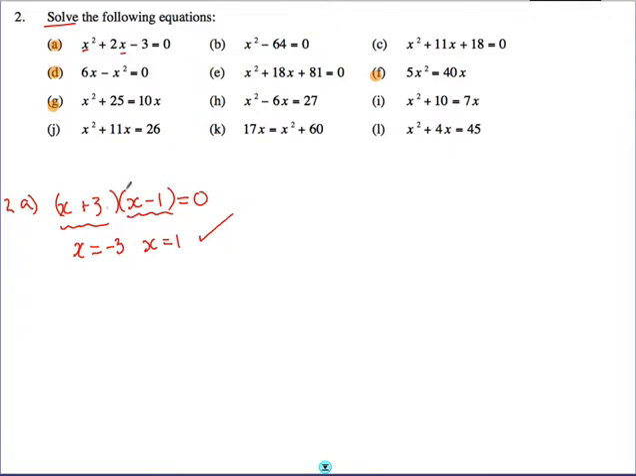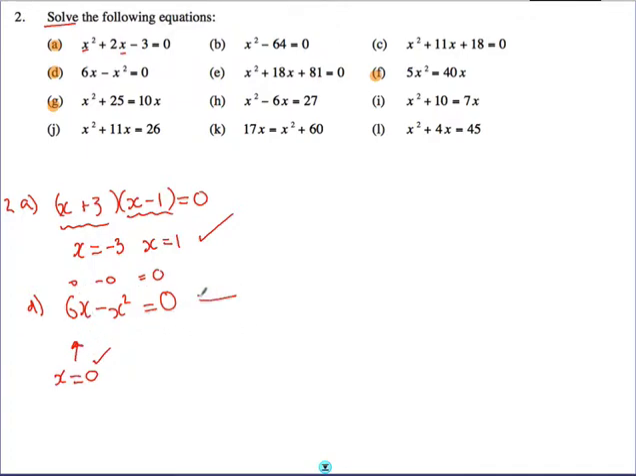Now 2d, 6x minus x squared, 6x minus x squared is equal to 0. Now straight away, because we've got only x's there, we can just say if x was 0, 6 times 0 is 0, minus 0 squared is 0, 0 minus 0 is 0. So x equals 0 has to be a solution to this equation.